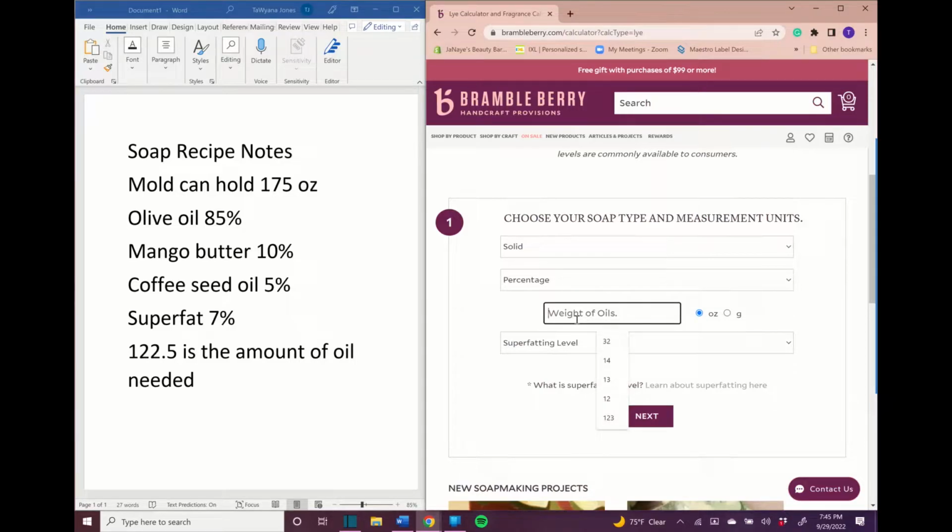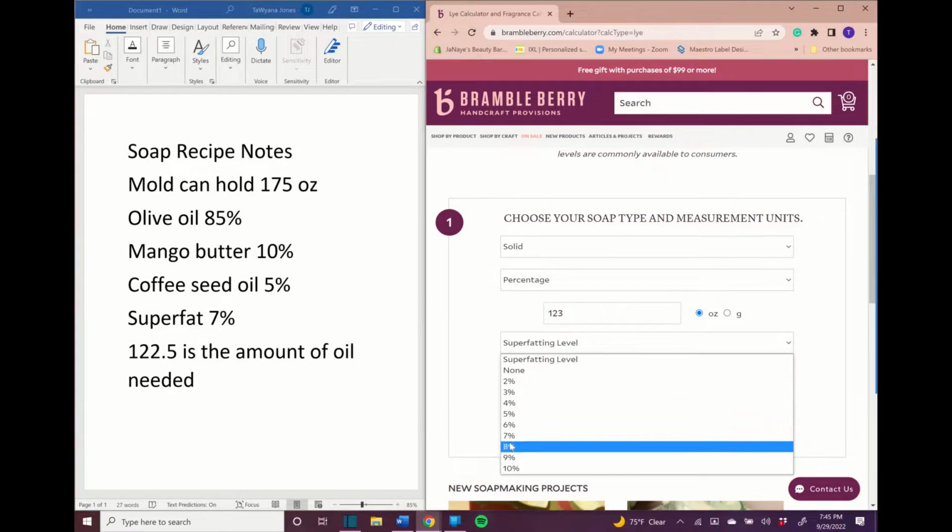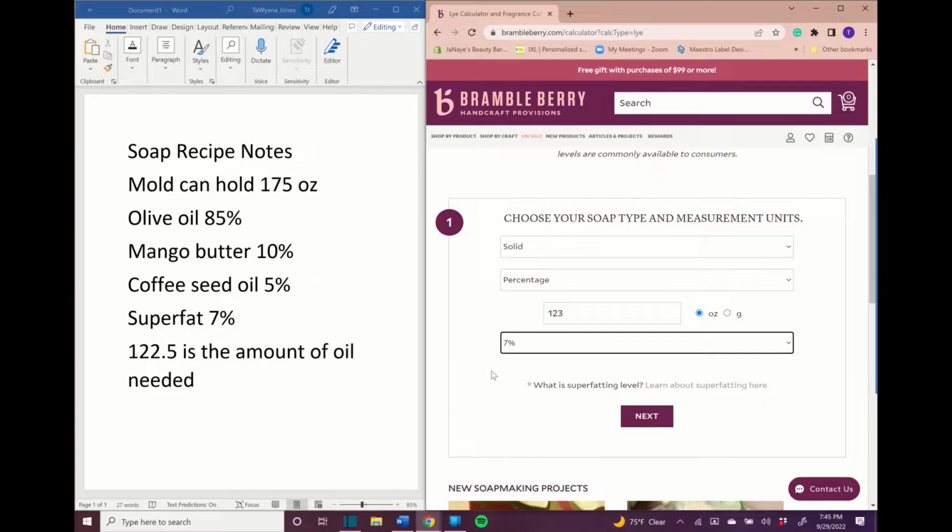I'm just going to put in 122.5, or actually I'm going to put in 123. Now I know that ounces in weight and ounces in fluid ounces is different, but it's slightly different. Like when I say slightly, I mean slightly different. So it's honestly not even going to make that huge of a difference when it comes to this. So don't be confused by the fact that we have fluid ounces and then regular ounces in weight. It's perfectly fine. Okay. Now the super fatting level, we're going to do 7%.